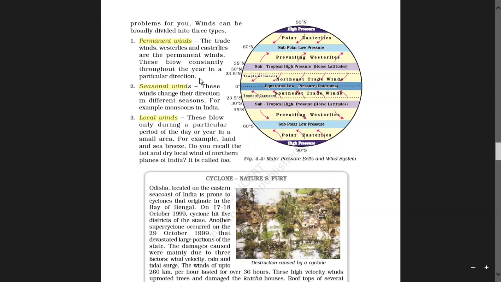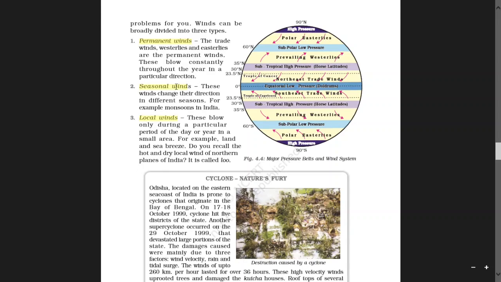The trade winds, westerlies and easterlies are the permanent winds. These blow constantly throughout the year in a particular direction. So these winds always blow throughout the year in a particular direction.